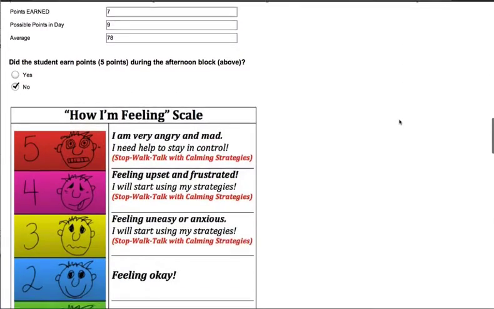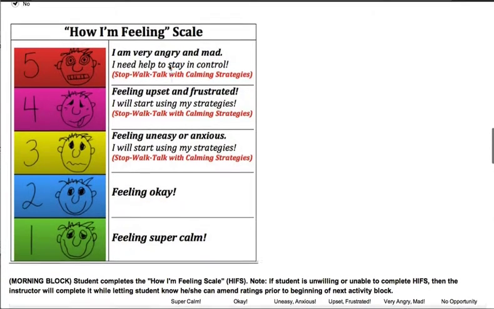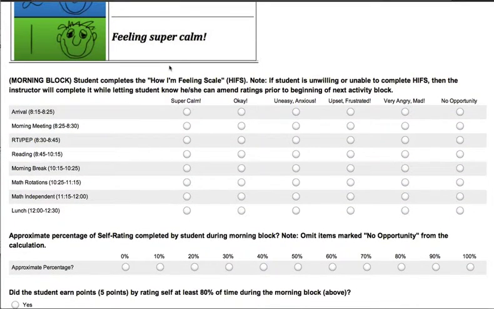The next part is the how I'm feeling scale. And as you see right here, it's operationally defined what a 5, 4, 3, 2, 1 is. 1 being super calm, 2 okay, 3 starting to feel anxious or uneasy, and that's in red. You see, start to use the calming strategies. We want to get these problem behaviors before they happen, and before they escalate.